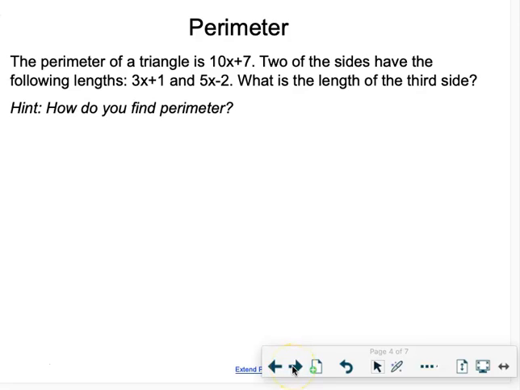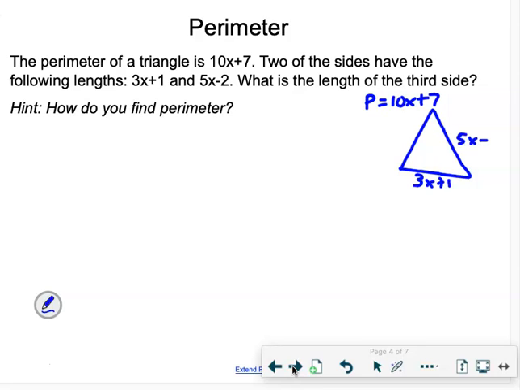Okay, perimeter word problem. The perimeter of a triangle is 10x plus 7. They're going to give us almost enough information. They're going to give us 2 out of the 3 sides. So 2 of the sides have the following lengths. One of them is 3x plus 1. One of them is 5x minus 2. What is the length of the third side? So this is like the question mark.